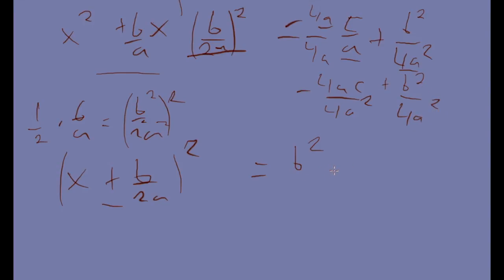And then here we'll combine the fractions. So b squared minus 4ac, all over 4a squared. Okay, now our next step is we want to get this x alone, right? So we have to get this b over 2a on the other side, but how? Well, to get rid of this square, you square root it. You do the opposite, right?